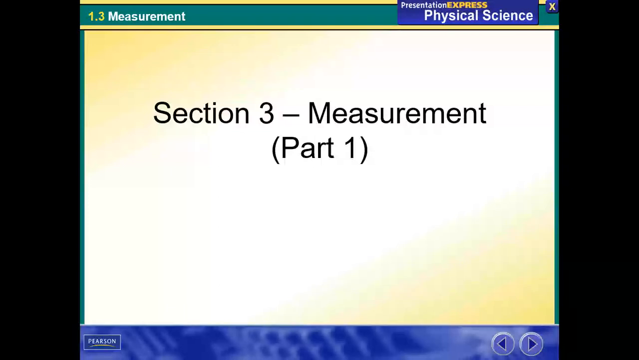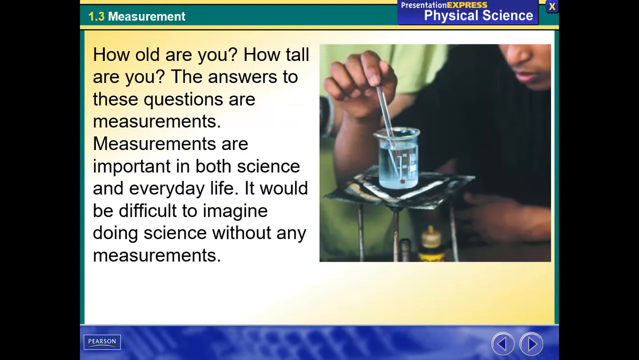Hey class, today we're going to start section 3, which is all about measurements in science. Measurements do include math, so I'm going to split this down into different parts. As an opening, it asks, how old are you? How tall are you? The answers to these questions are measurements, and they're a kind of data that we talked about in section 1.